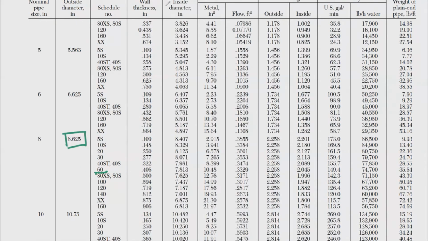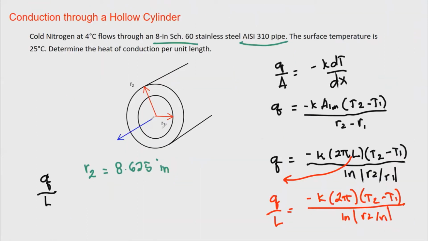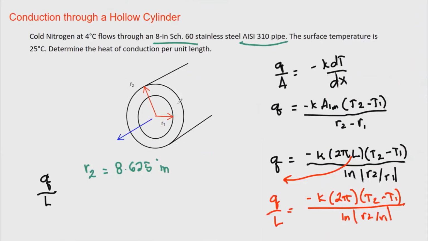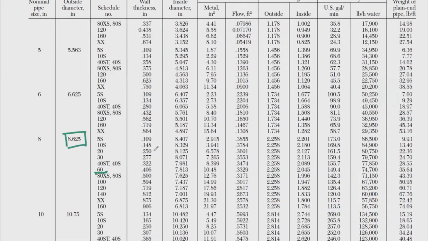Now, this is the wall thickness in inches. We're given a wall thickness of 0.406. So if we have this pipe with an outside diameter of 8.625, the wall thickness should be this value, 0.406. From that value, you can already determine R sub 1 by simply subtracting 0.406 times 2 from this outside diameter. But the Perry's Handbook also already gave the exact value for the inside diameter, which is 7.81.